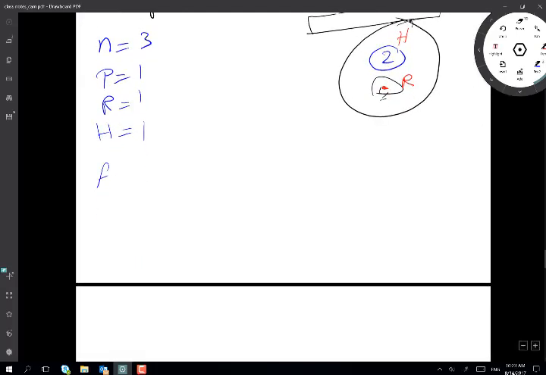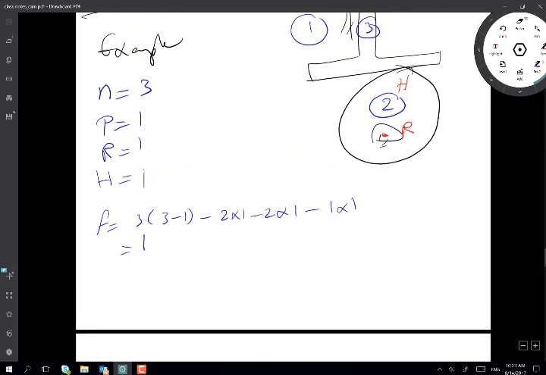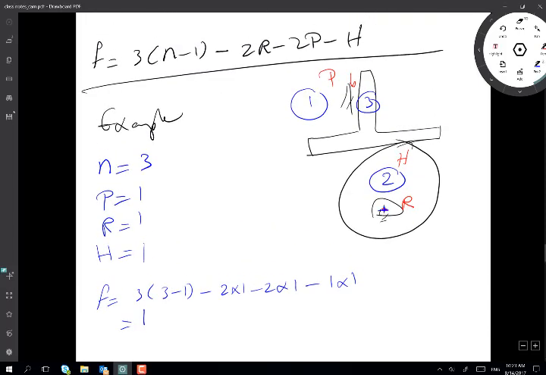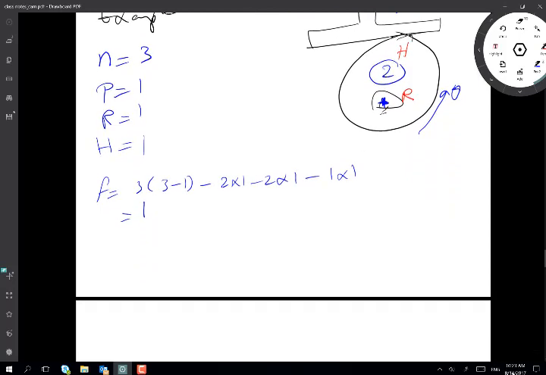degrees of freedom. F is equal to 3 times (3 minus 1) minus 2 times 1 for R, 2 times 1 for P, minus 1 times 1 for H, right? So this will give me 6 minus 5, so a single degree of freedom, right? Which means I need one motor to fix here. One motor, or if I give you the angle theta, you should be able to calculate the motion y just with the knowledge of this single degree of freedom, which is angle theta.